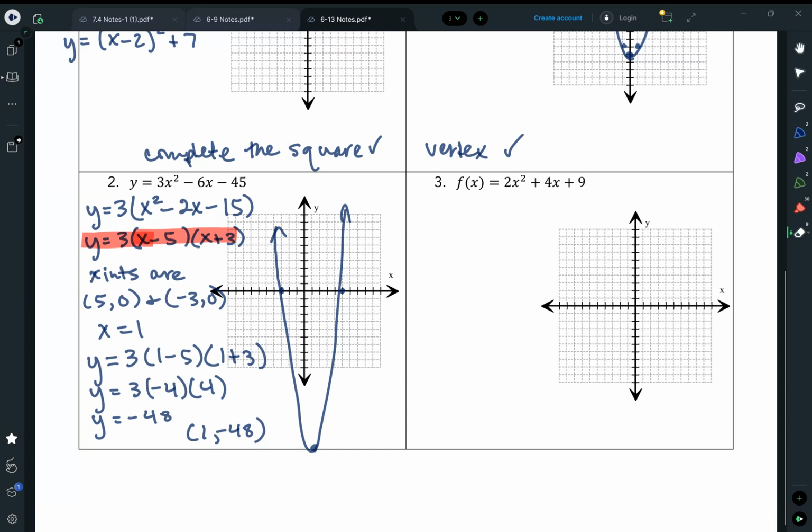But again, we'll do our best to not have a problem like this on a test or quiz. So this one was factoring. That was our next method. So I'm really thinking this last one is going to be a table.